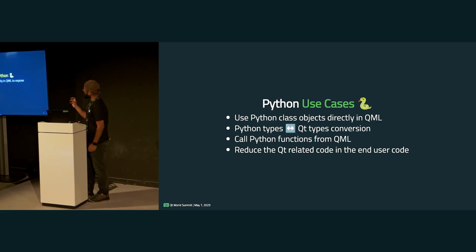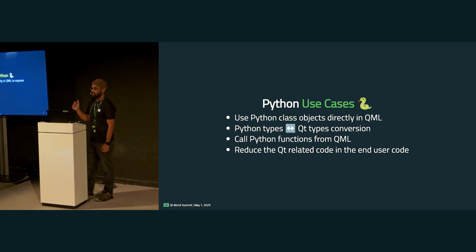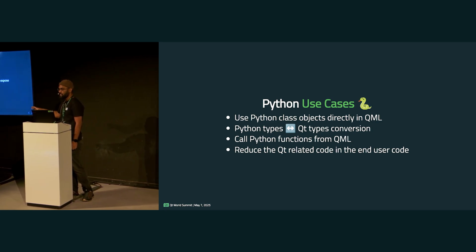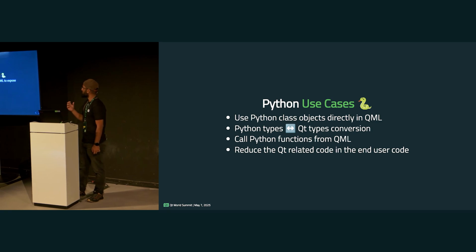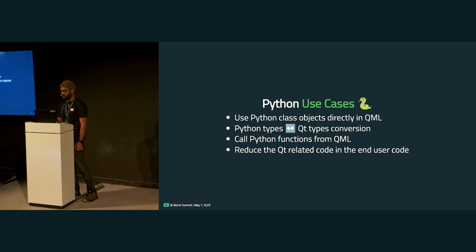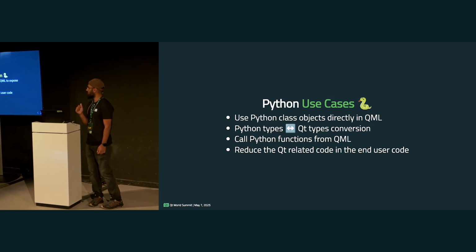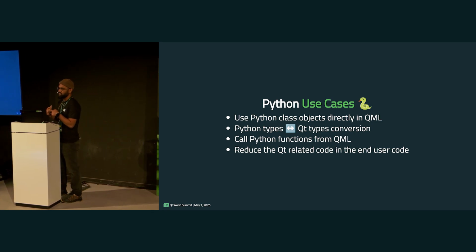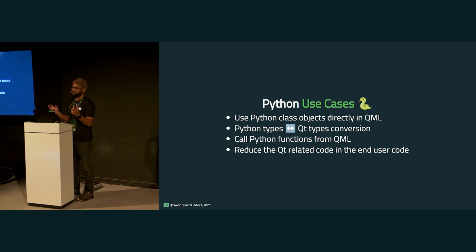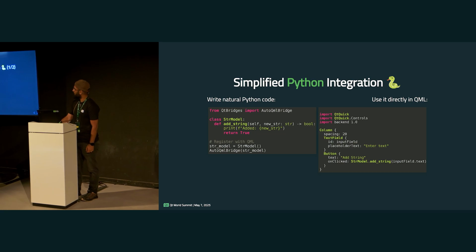You can easily expose Python class instances directly to QML as singletons in order to expose data from your Python data model, which is in your Python backend code. You can easily, seamlessly call Python functions from QML. And then most importantly, it reduces the Qt jargon that is required in your end user code, like @Slot, @Signal, all the QML element stuff won't be required anymore. Let's see how that looks in practice.